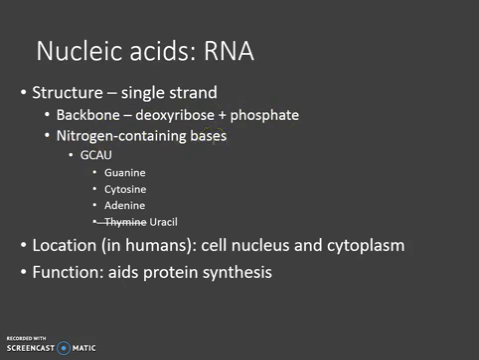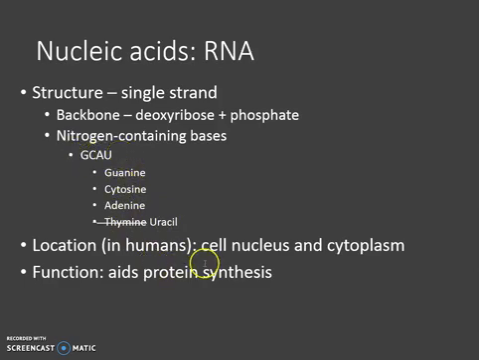The main difference between DNA and RNA with those bases is that RNA has GCAU instead of GCAT. So remember in DNA we said that we could find guanine, cytosine, adenine, and thymine, but in RNA that thymine is replaced with something called uracil. So in RNA you can find guanine, cytosine, adenine, and uracil. And once again I remember that because I remember GCAU.